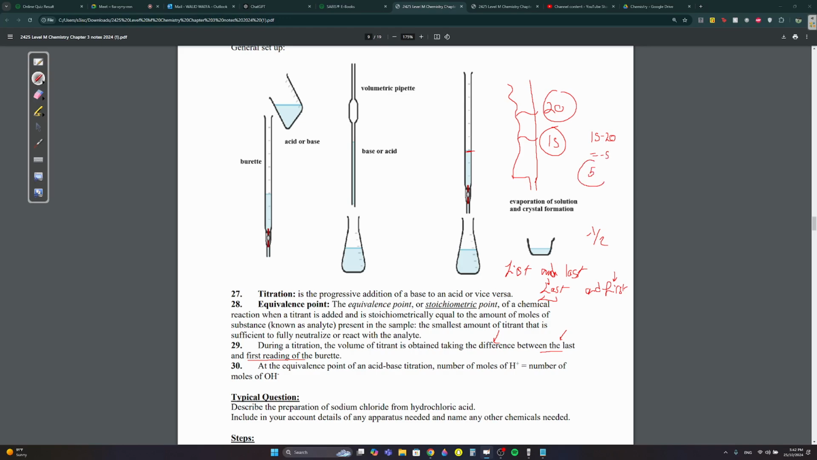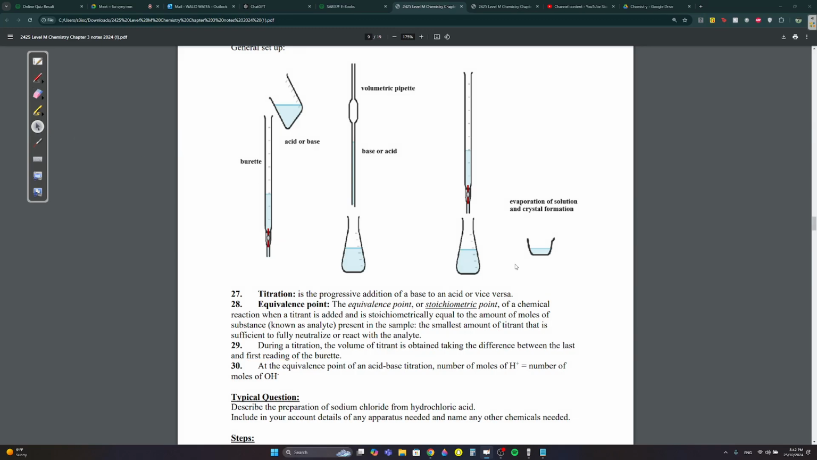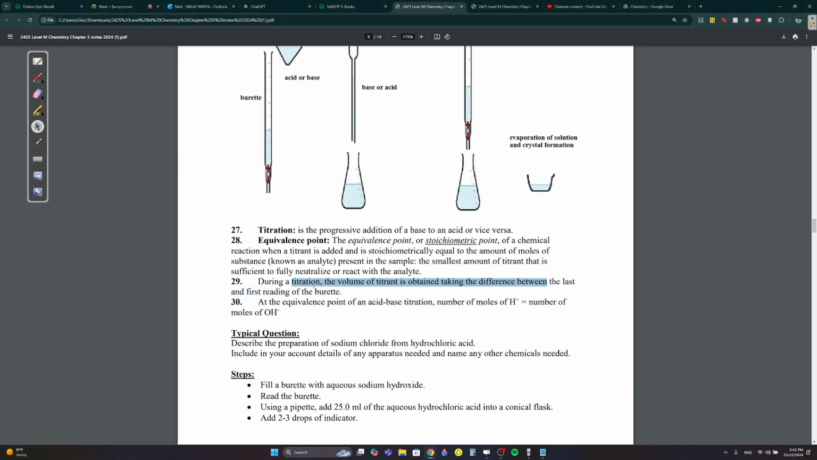So you lost 5 centimeter cube of whatever. Let's say you're adding a base, NaOH, then you used 5 centimeter cube of NaOH. Always last minus first. It's the difference between the last and first reading of the burette. At the equivalence point, the number of moles of H plus is equal to the number of moles of OH minus. These all come as multiple choice questions.